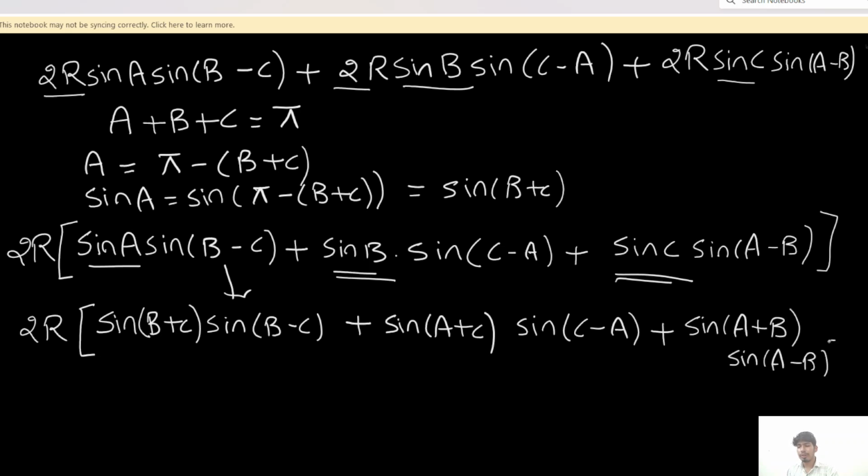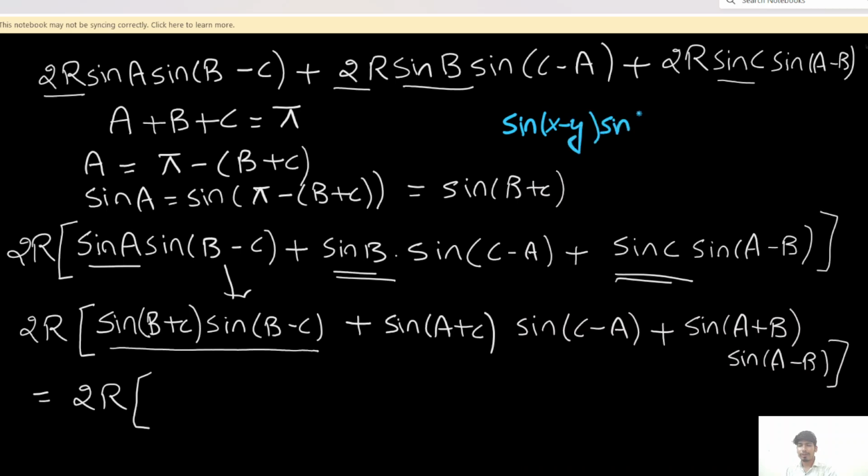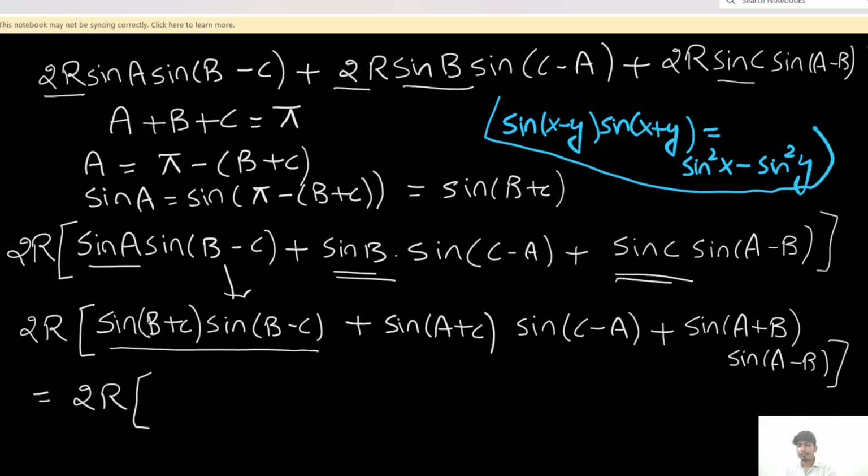Okay, students, then what we get here is 2r, this one. This is the identity. What is the identity? Let's write here sine of x minus y into sine of x plus y. Students, this is equal to sine square x minus sine square y. This is our identity, and this is the main identity for using this question.